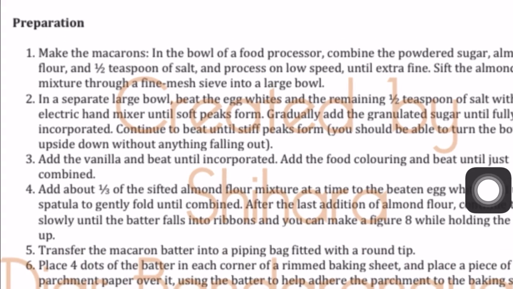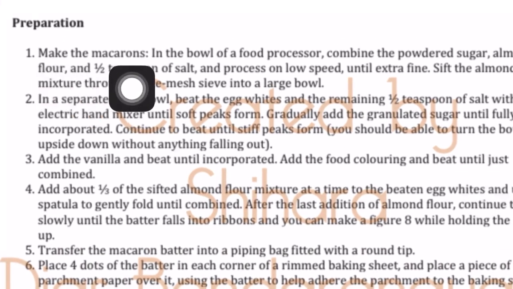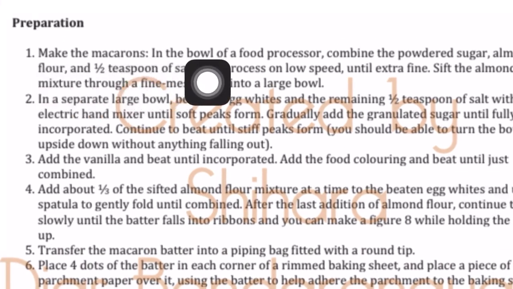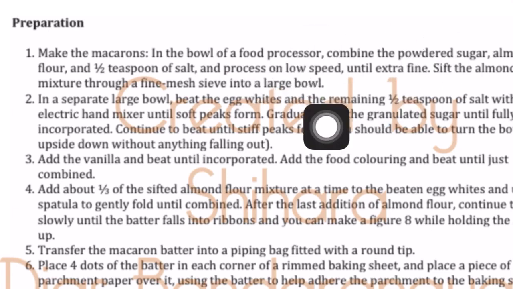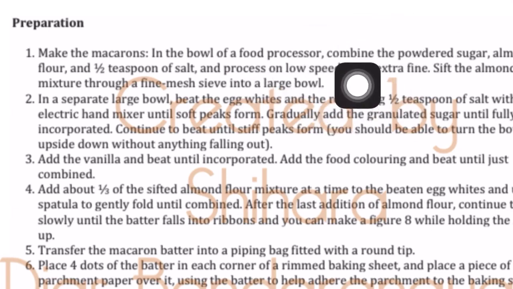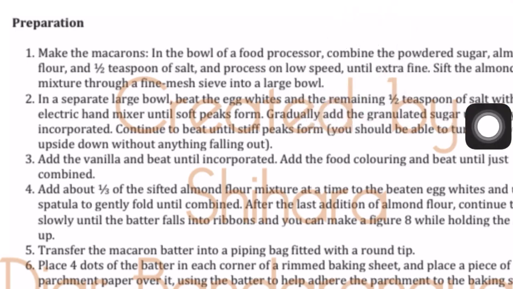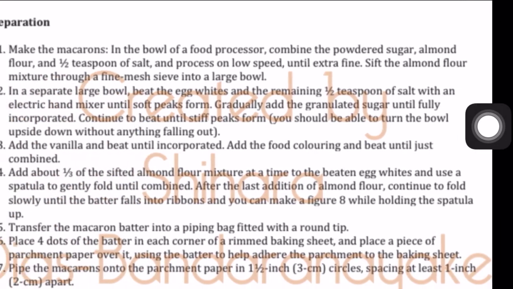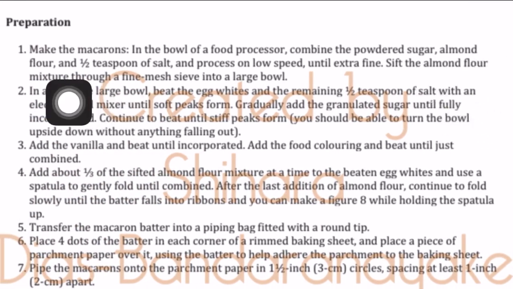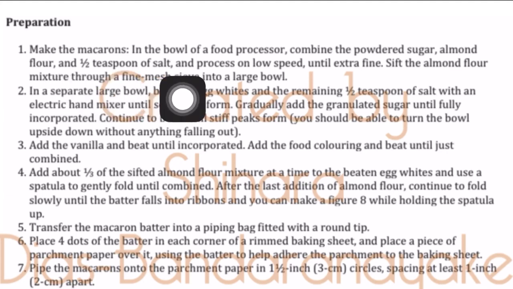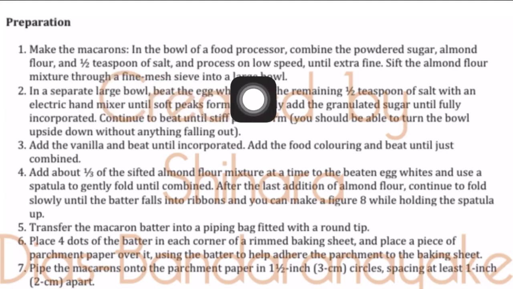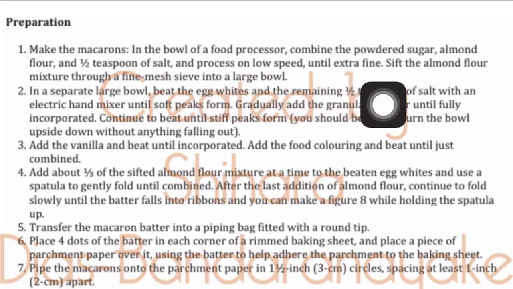Right, we'll see. Make the macarons. In the bowl of a food processor, combine. Now see, that's the verb. But see, it's in the verb stem. That means it's in simple present tense. Combine the powdered sugar, almond flour, and half a teaspoon of salt and process on low speed until extra fine.